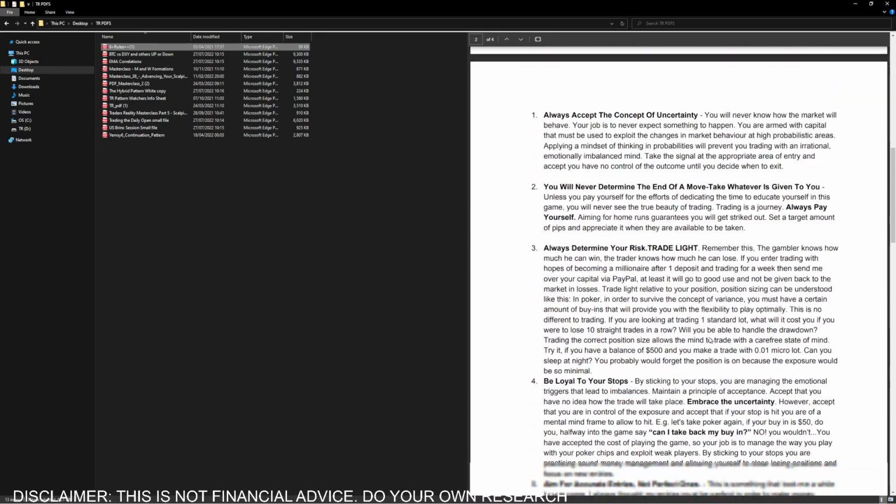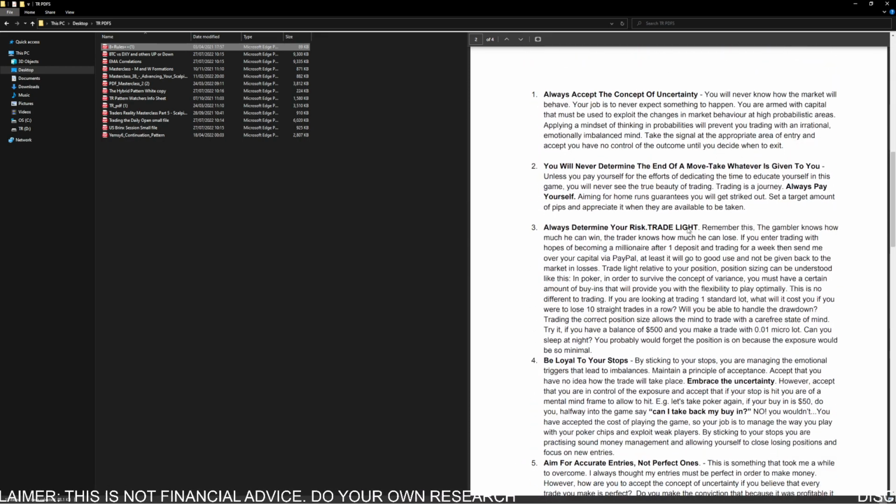These are the 8 rules. And there is a concept behind each one. Always accept uncertainty. You'll never determine the end of a move. Take whatever's given to you.